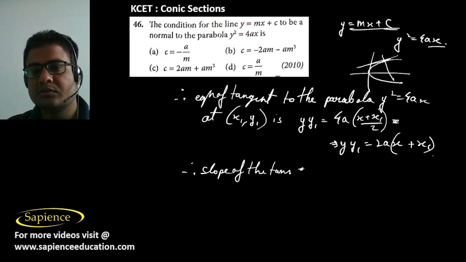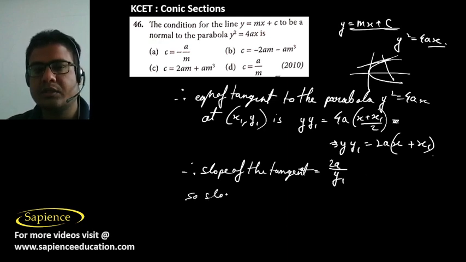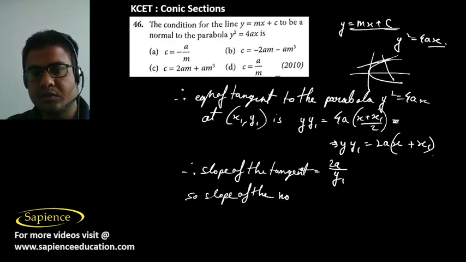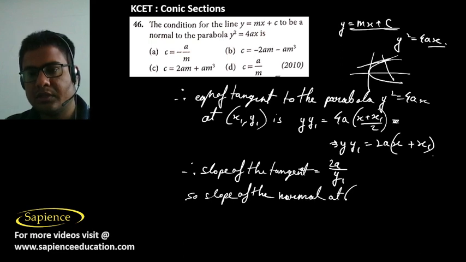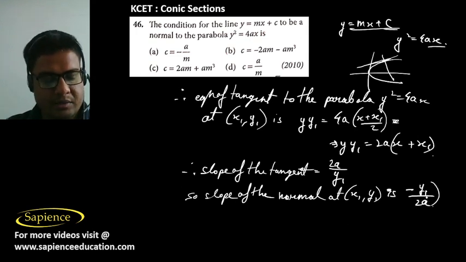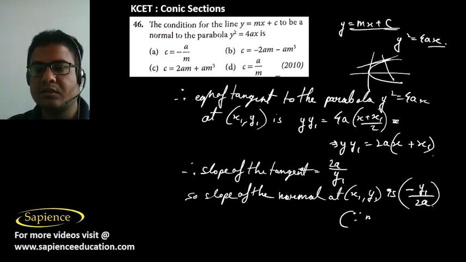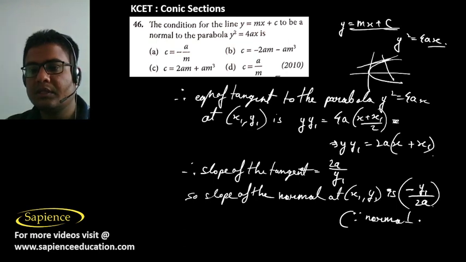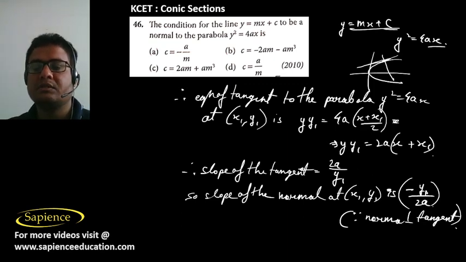Okay, so therefore here the slope of the tangent is given as 2a by y1. So the slope of the normal at the point x1 comma y1 to the parabola y square equal to 4ax is minus y1 by 2a. Since the normal is perpendicular to the tangent, the product of their slopes should be minus 1.